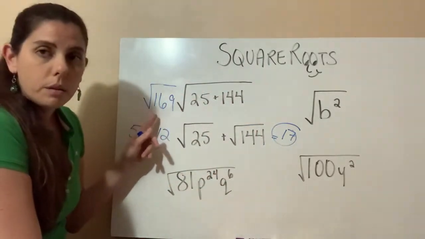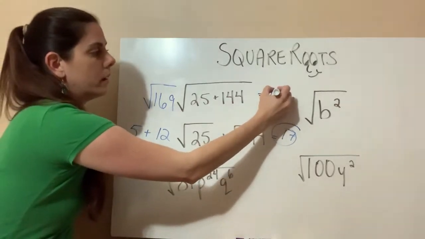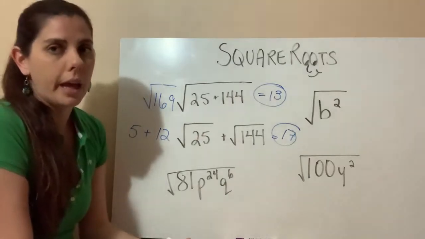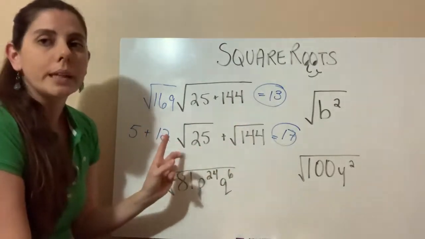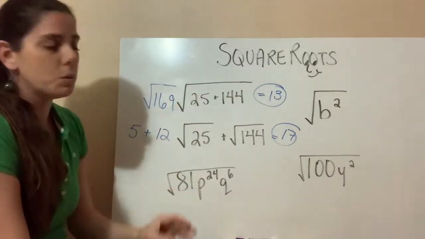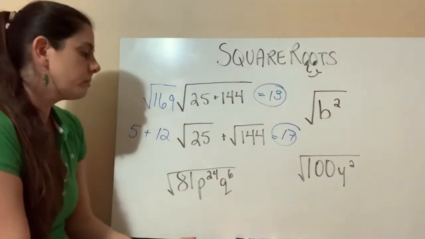But what about this one? The square root of 169 is 13. So we're getting two different answers because they're written in a slightly different way. We just wanted to see the difference between those two problems.